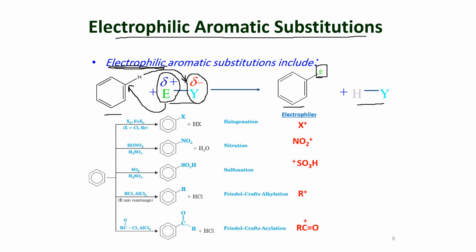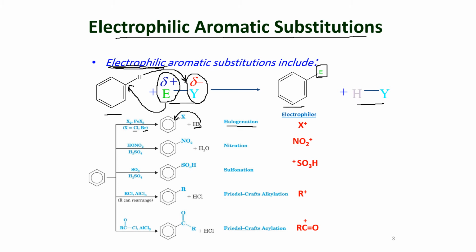The actual reactions can be halogenation. The same thing will happen. We have an HX molecule, where X represents the halogen atom. It can be chlorine or bromine, which are the usual ones. And this X will be attached to the aromatic compound, and we get a hydrogen halide molecule as the other product.